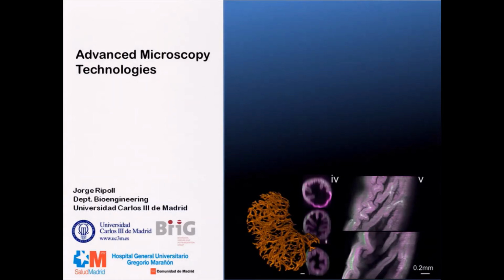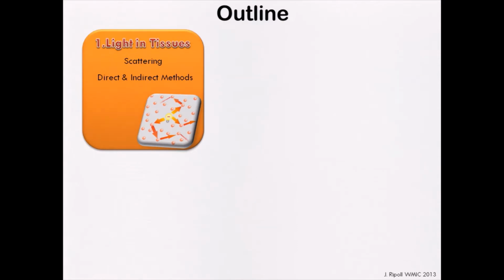As I was saying, I'll present a bit of light propagation in tissues and how they relate to the different imaging modalities and different approaches that we can use for imaging. Our goal, of course, is to image in vivo. Most of the techniques I will show are very useful for whole organ imaging rather than in vivo, but still some of the techniques can be used for in vivo.